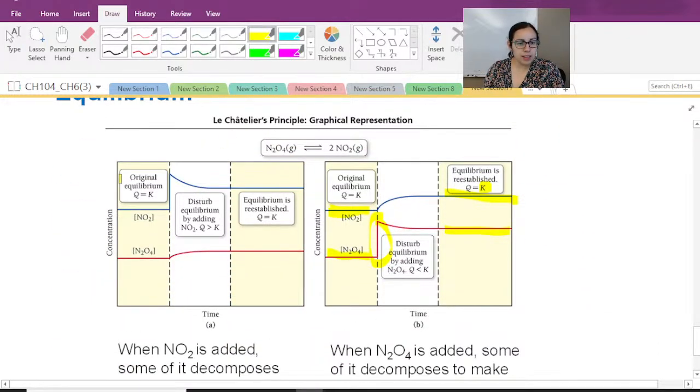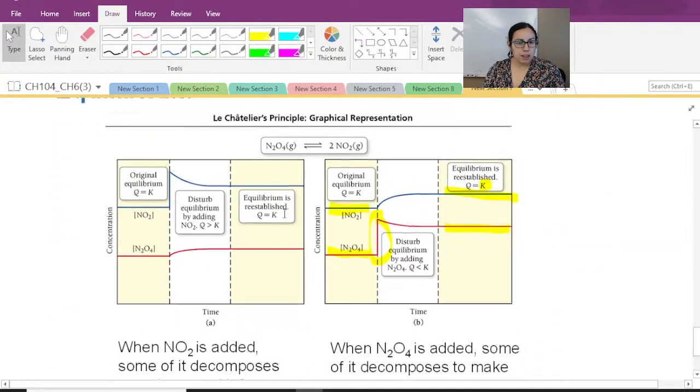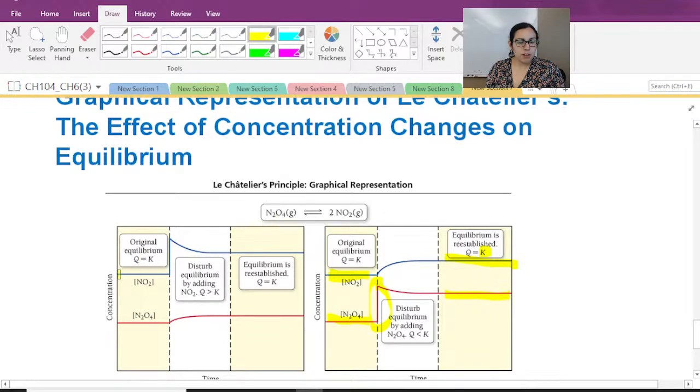And so looking at this kind of graphical representation, actually they didn't show the removing of the products graphically. But if we look at here, they're adding the products instead. So again, they artificially added them. And so once again, it's pushed to the left side, creating more N2O4. So we see that again. And then again, a new equilibrium is established.